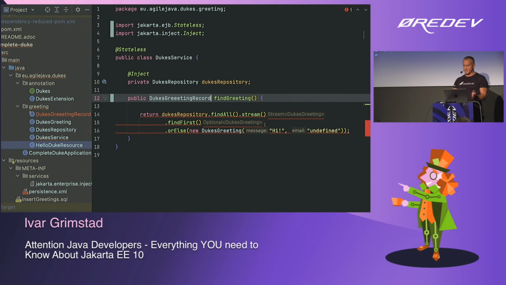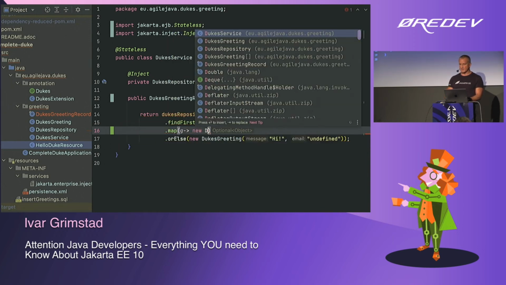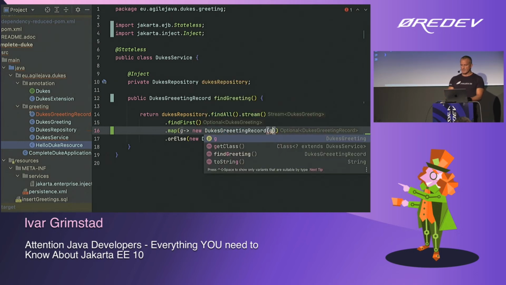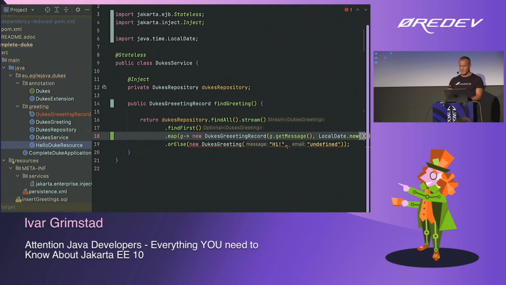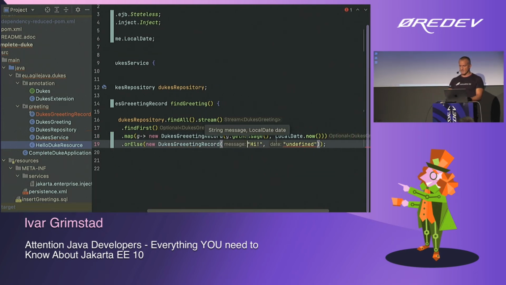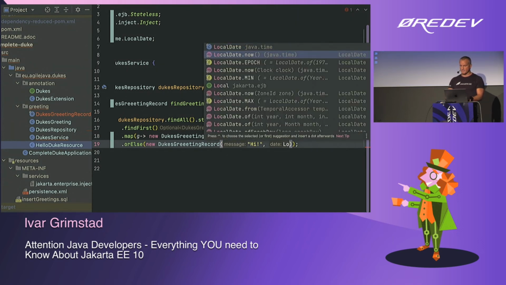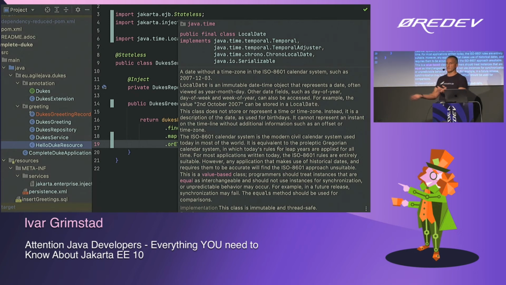Rather than just finding the first one and returning it, I'll map it to a record. I'll take the greeting from the database and create a new DukesGreeting record. I'll take the message I get there, and LocalDate.now. And if the database fails, I have to fix the hard-coded value as well, and use LocalDate.now. You see what I'm doing there? I'm getting it from the database, mapping it to a record, and returning it through the API.